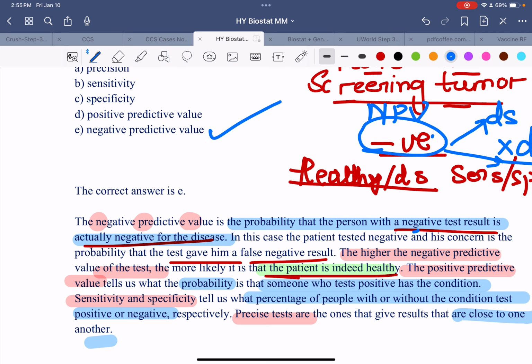Whereas if the test actually came back positive, and then after the positive test we were to find out, okay, what's the probability that this person actually has the disease? This is known as positive predictive value.